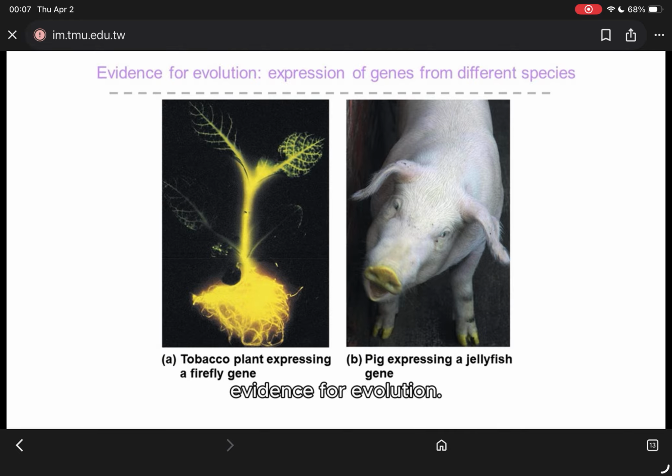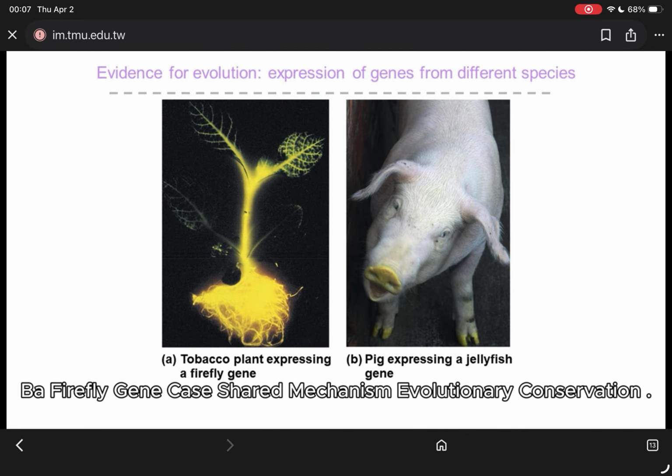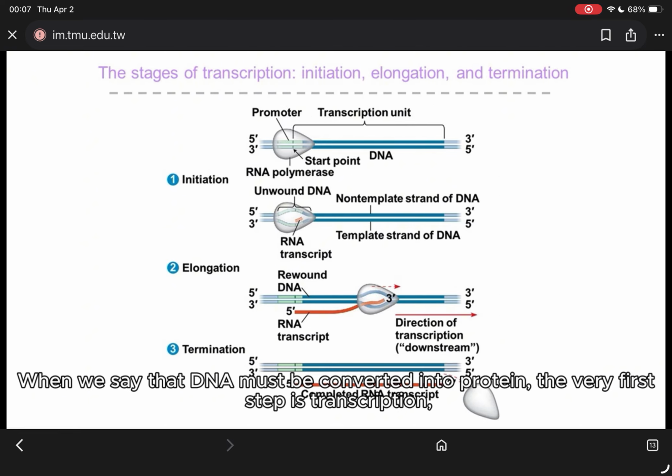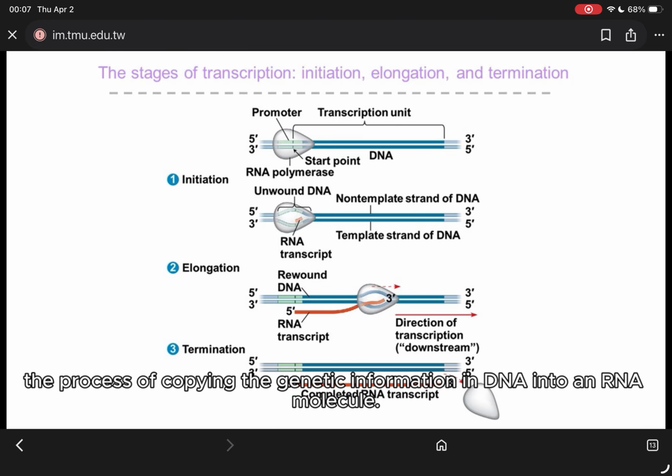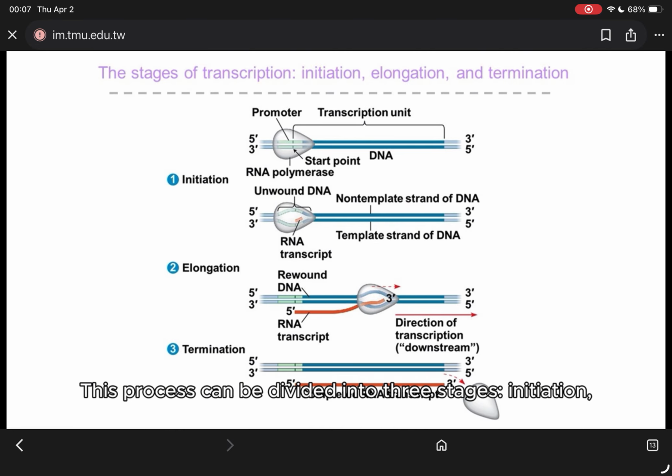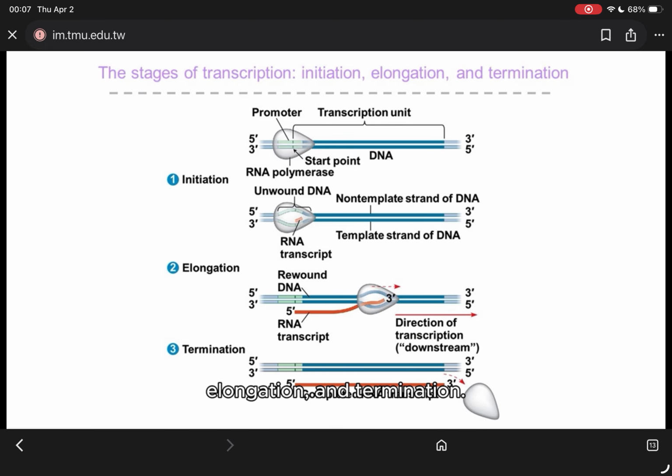When we say that DNA must be converted into protein, the very first step is transcription, the process of copying the genetic information in DNA into an RNA molecule. This process can be divided into 3 stages: initiation, elongation, and termination.